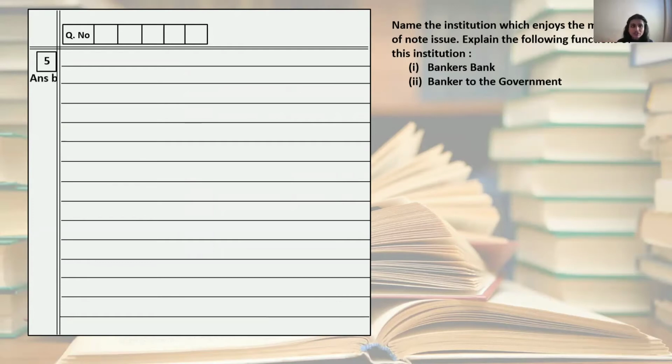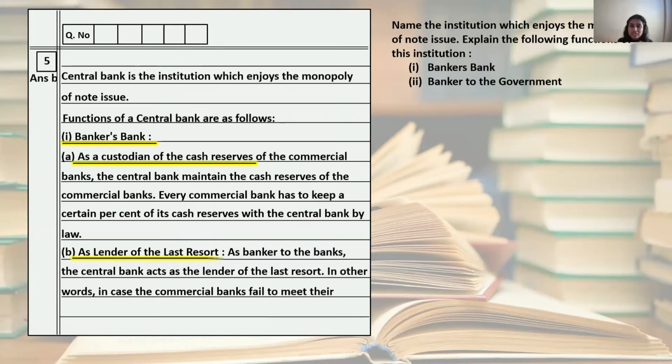So when you start solving, first of all, write the question number and the sub-question number. First, explain the first part of the question. Now, what is the name of the institution? Central bank is the institution. In our country, it is the Reserve Bank of India, which enjoys a monopoly of note issue. Then go about and explain the functions of the institutions, right?